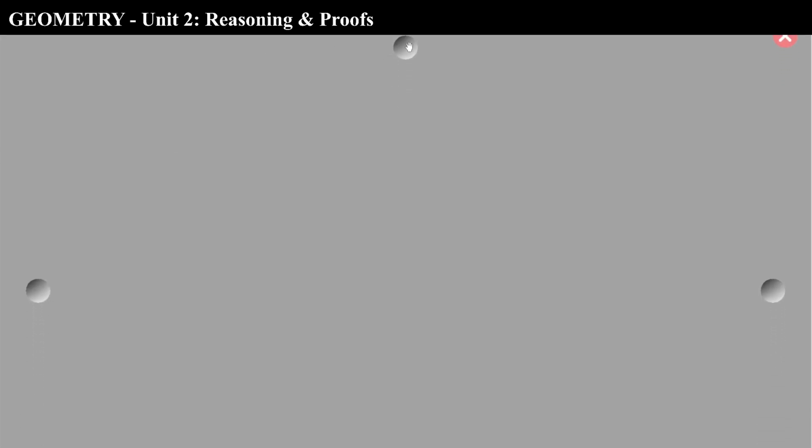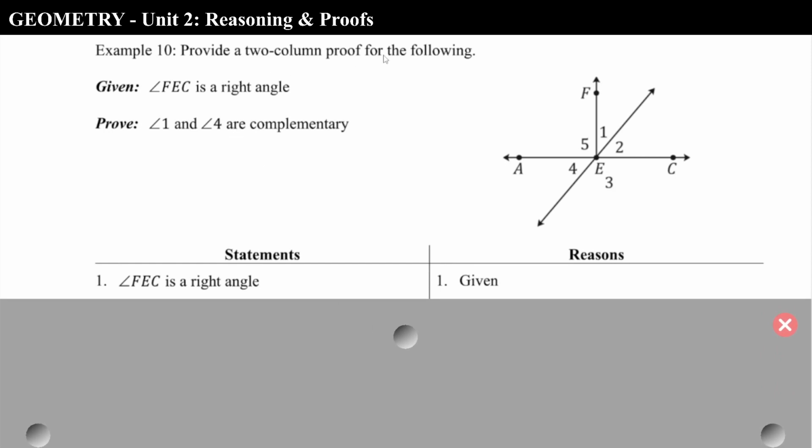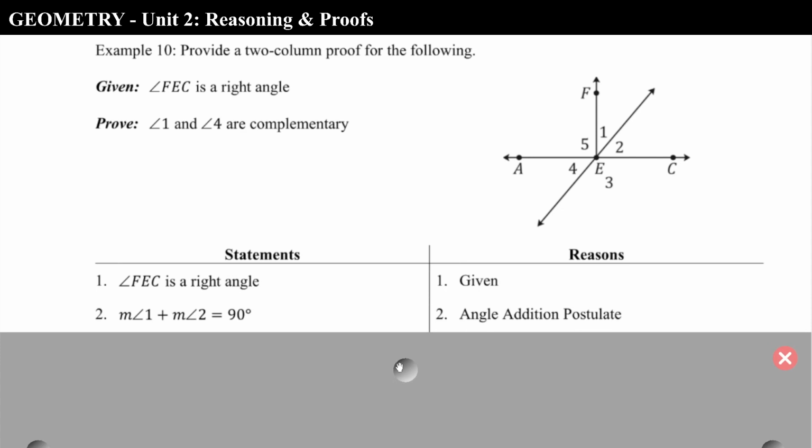And finally, example 10. We're going to provide a 2-column proof for this figure showing that angle 1 and angle 4 are complementary. So we want to show that 1 and 4 are complementary, and we're told that FEC is a right angle. So we're told that's a right angle, which means 1 and 2 together have to add to give us 90 degrees from the angle addition postulate.